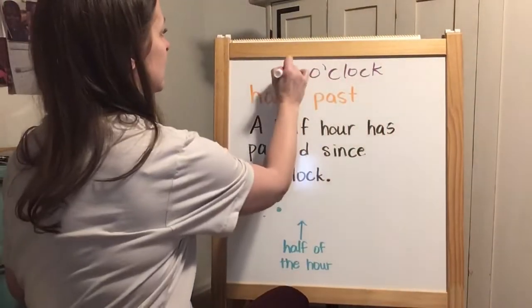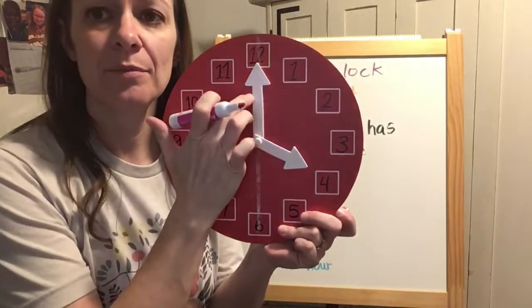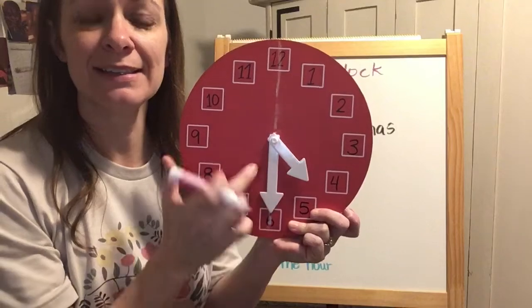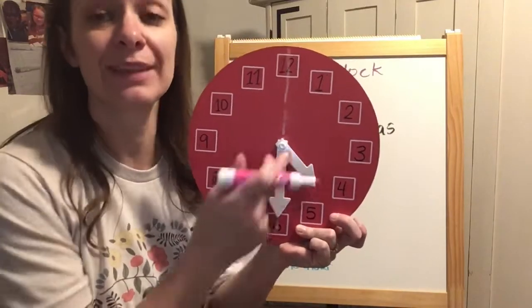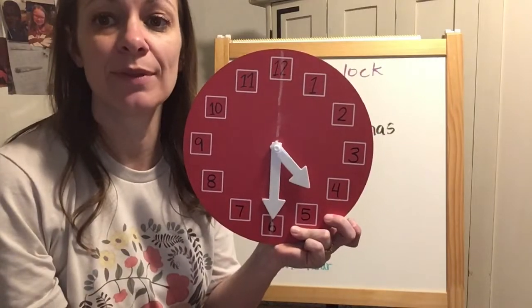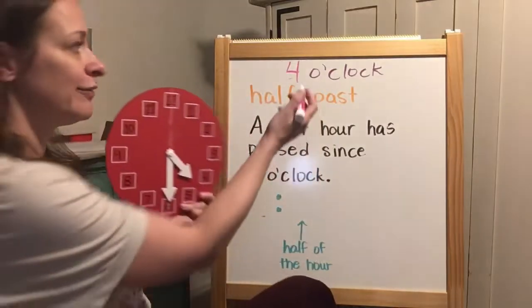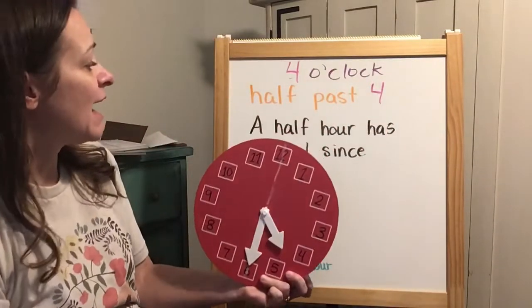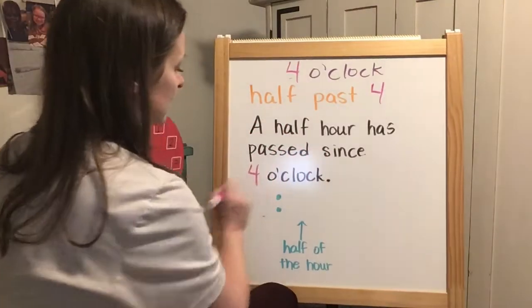So here we have 4 o'clock. If I move that big hand halfway across our clock, down to the 6, the little hand has moved halfway between the 4 and the 5. Now it is 4:30. Good job. 4:30. A half hour has passed since 4 o'clock.